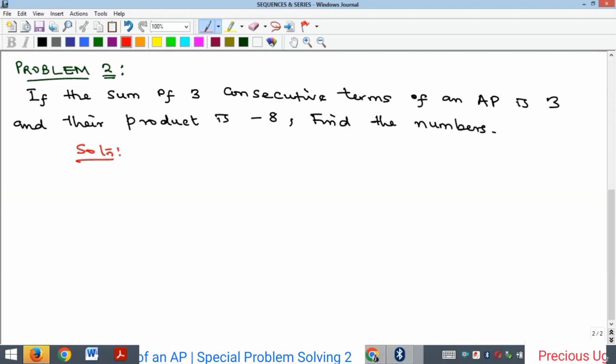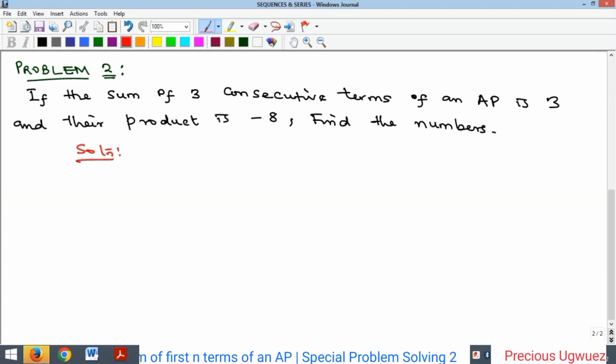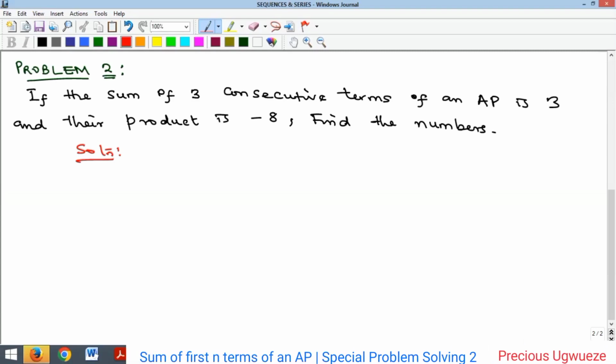So in this video we're going to look at a second problem on the series of sequence and series problem solving. Okay, and so this one says if the sum of three consecutive terms of an AP is 3 and the product is -8, we should find the three numbers.